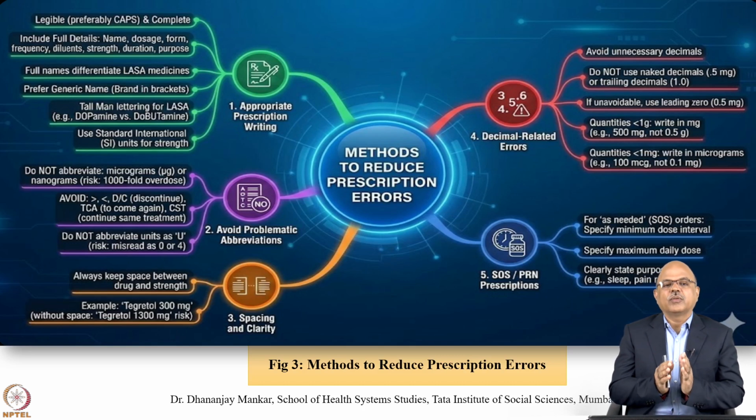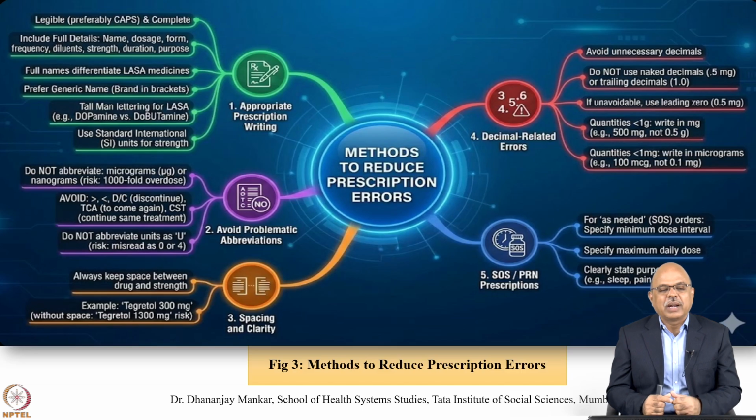When you're starting from the name of the drug to entirely completing the duration and purpose, it needs to have full names, especially for look-alike medicines, and you need to mention preferably the generic name rather than the brand, which should be mentioned in brackets only if you have to give it. So use tall man lettering for look-alike drugs, where you can say dopamine versus dobutamine. Use standard international SI units for the strength, and you can ensure that your prescribing is very appropriate.